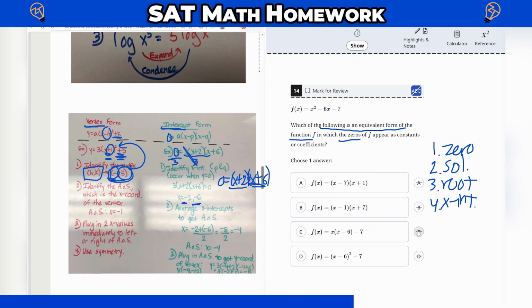So it doesn't make sense to have these because this bottom one, D, is vertex form. This one's nothing. It's not even a form. So it's definitely between these two. And so notice what's different between them. You have an x minus 7 and an x plus 1 versus an x minus 1 and an x plus 7.